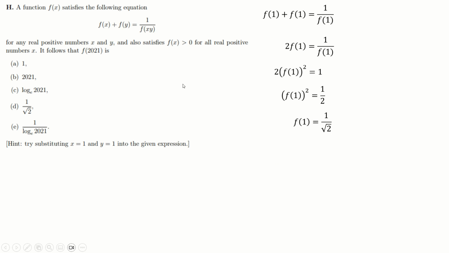Good. Now, I thought about finding f of 2, because I could put 2 here, which would mean using a 2 and a 1, and you'd use a 2 as x and a 1 as y, and you could solve for f of 2 because you know f of 1, you've just found it.